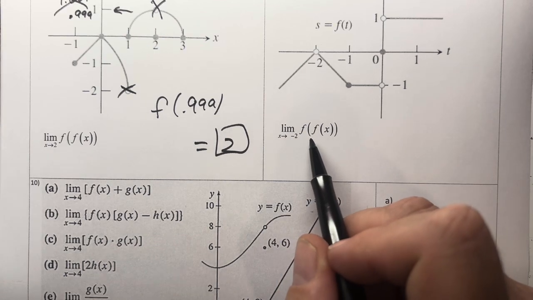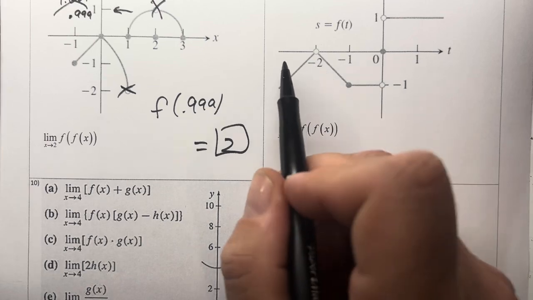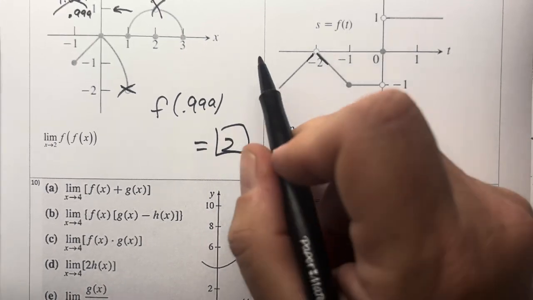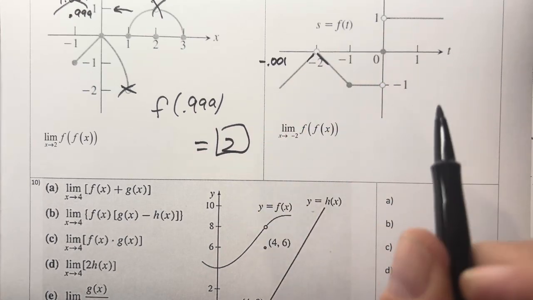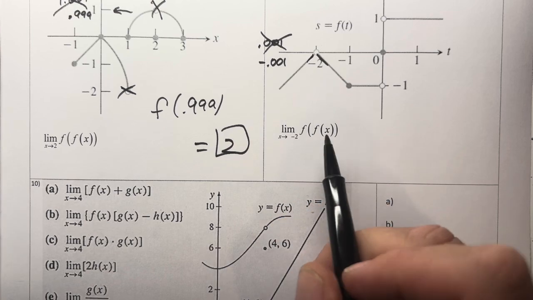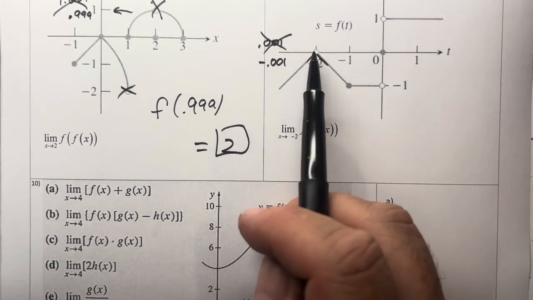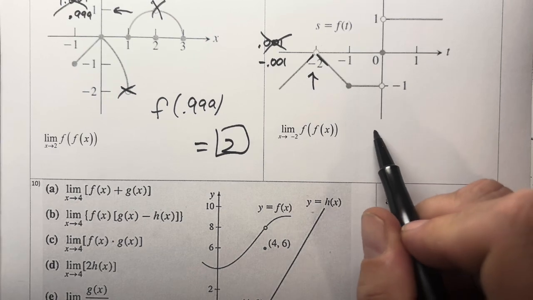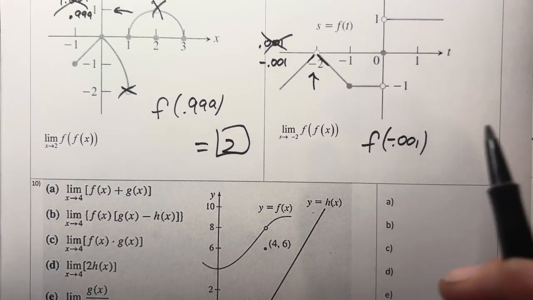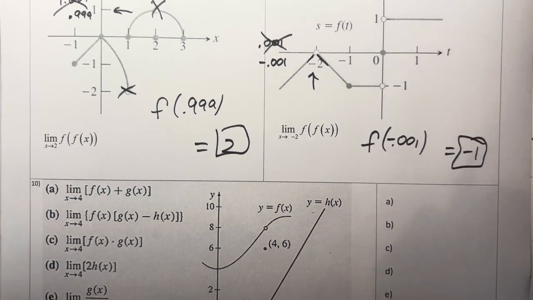How about when I plug in -2? Here's another case where at -2, this function is never near -2. We're at -0.001 and 0.001. We never get there, right? So if I'm focusing in on here, I notice that this function is always below 0. And so now I can look at f of -0.001, and that's going to be here at -1, right?